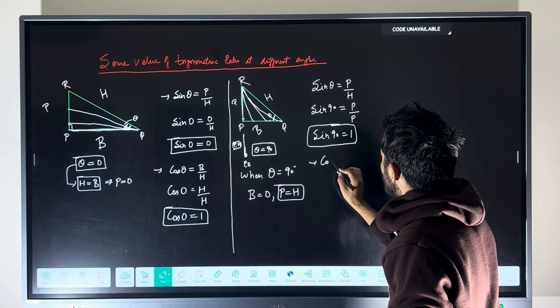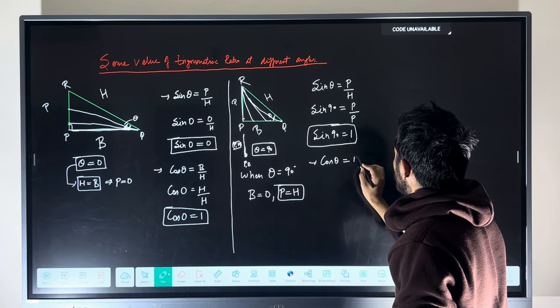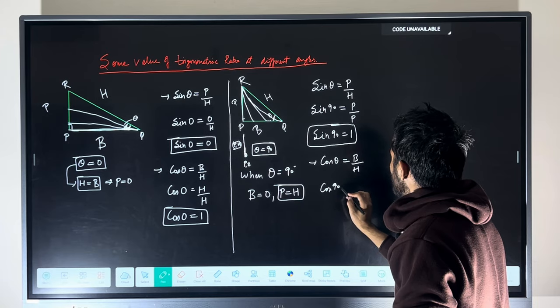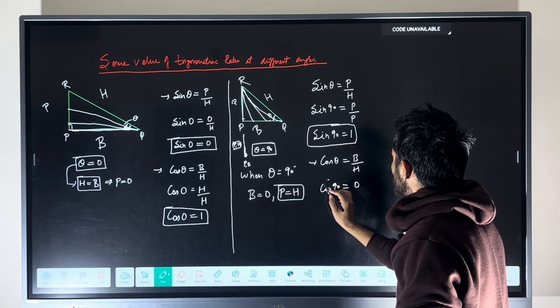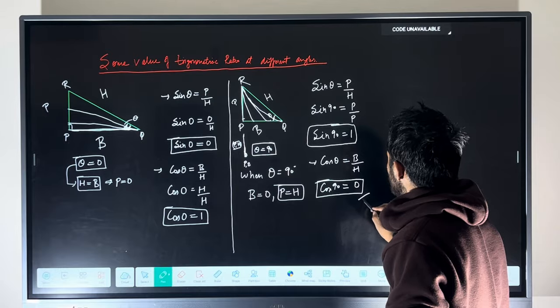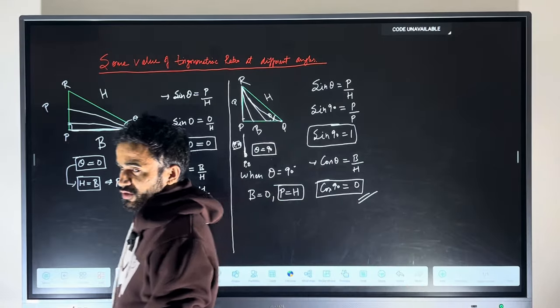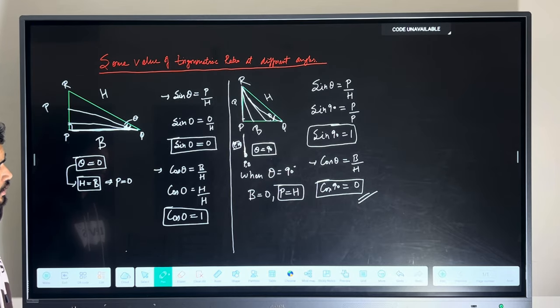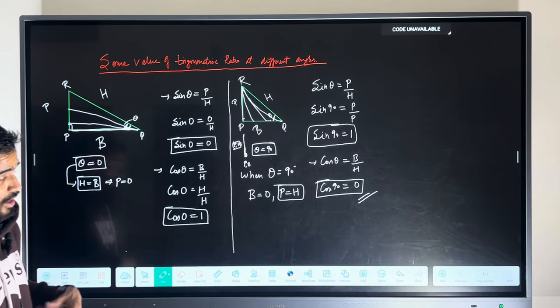Similarly, cos of theta is equal to base upon hypotenuse. For 90 degrees, base is almost 0. So we can say cos 90 is 0. So we have found the values of sine 90 and cos 90 and sine 0 and cos 0. I hope you understand how these values came.